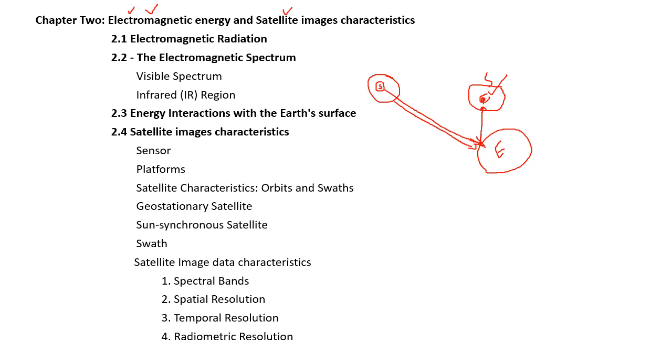So this is chapter 2. The idea is we have to know the electromagnetic radiation and spectrum. This part we can group into one category, energy interaction. Here we are talking about the energy, and here we are talking about the satellite images. So this is chapter 2.